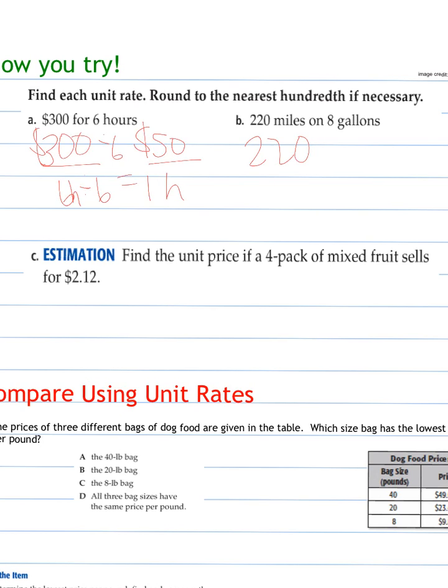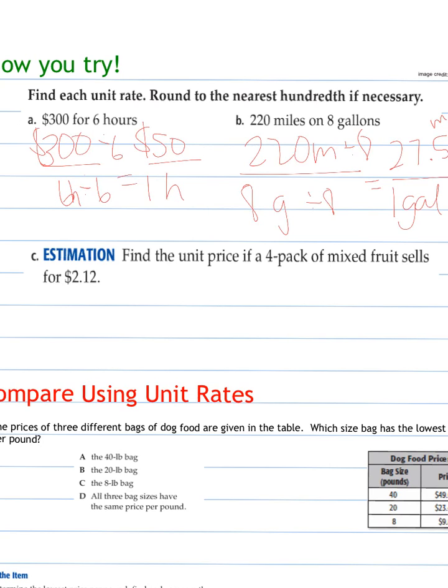220 miles on 8 gallons. We want to find out how much it would be per gallon, so we divide them both by the denominator. 220 divided by 8 is 27.5 miles for 1 gallon.